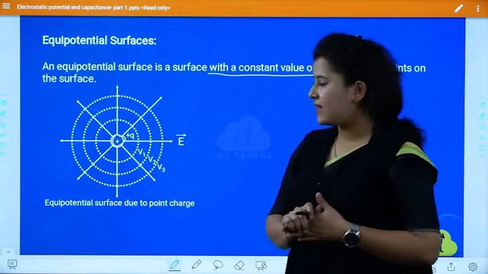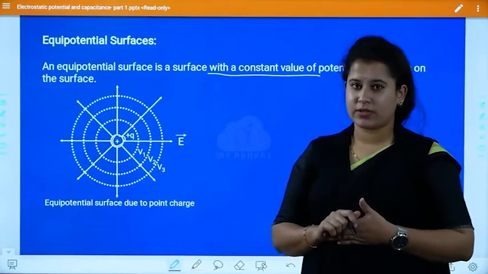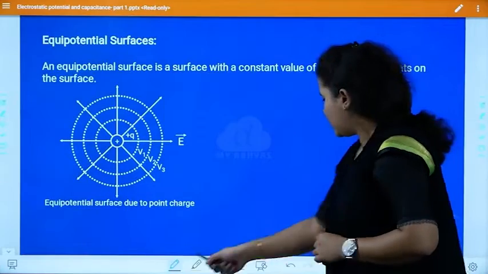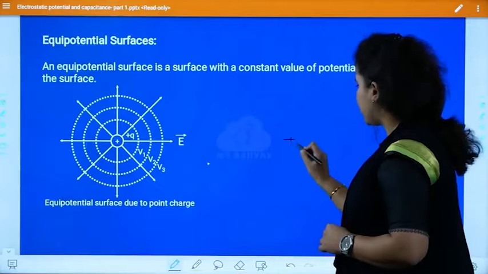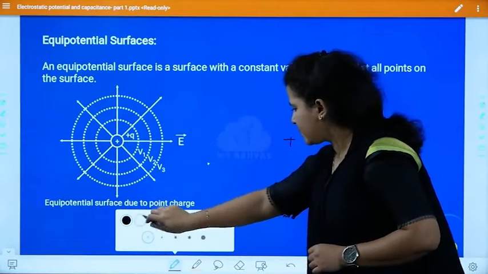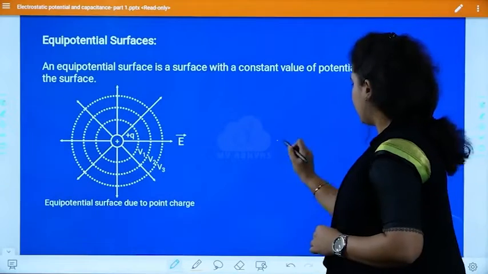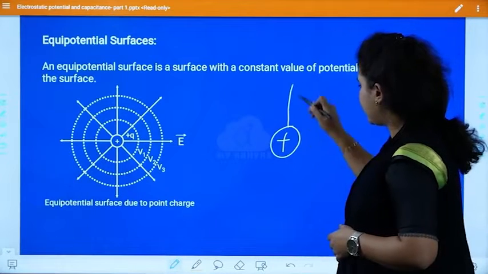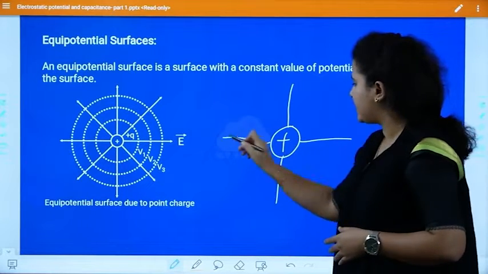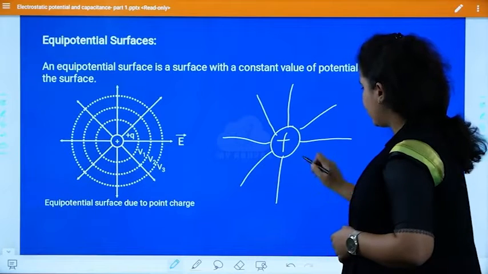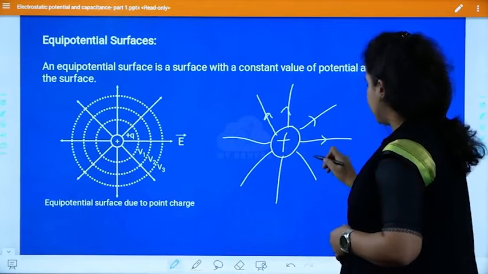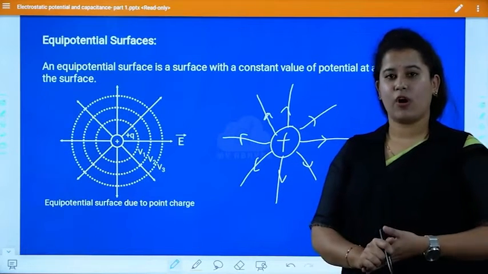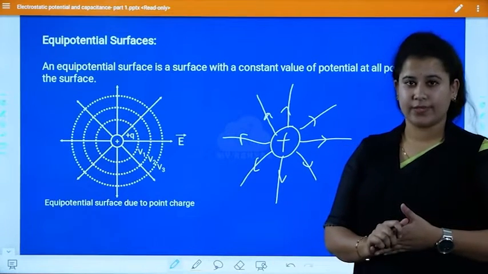So why did we get concentric circles? Because we know that whenever a positive point charge is taken, the electric lines of force or the electric field is outward, right? So if we take it outward like this, the electric lines of force or the electric field is outward.